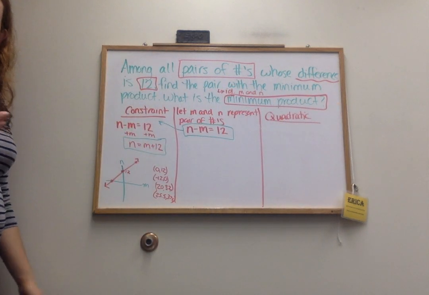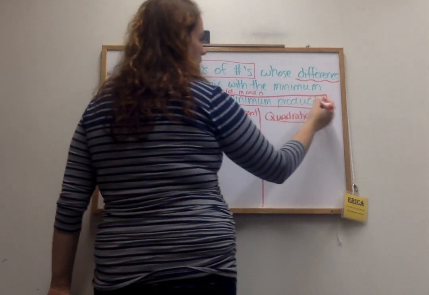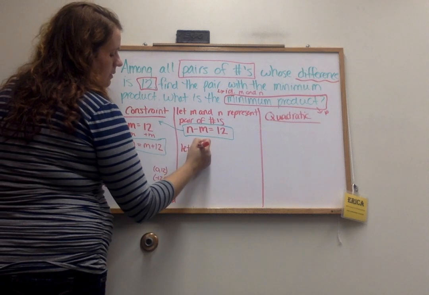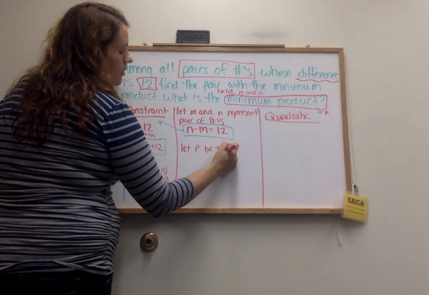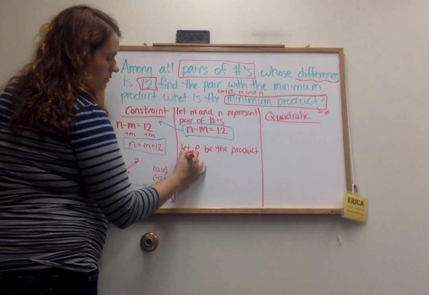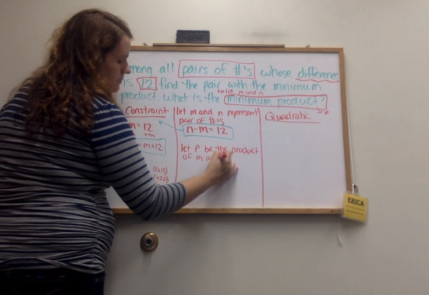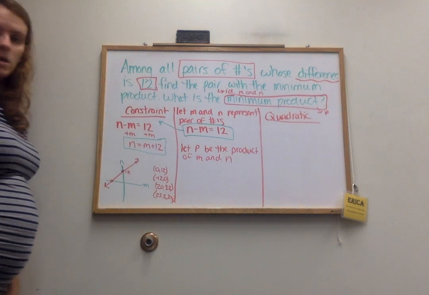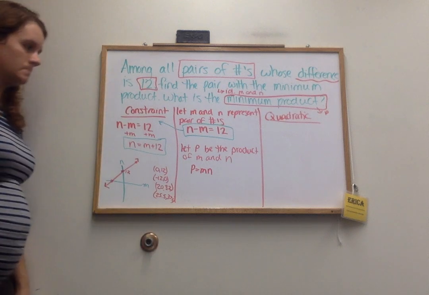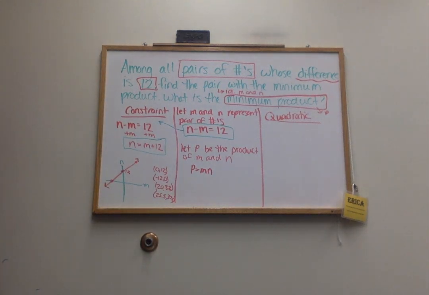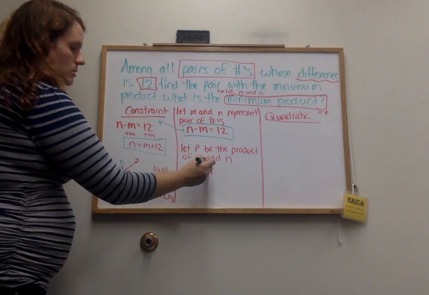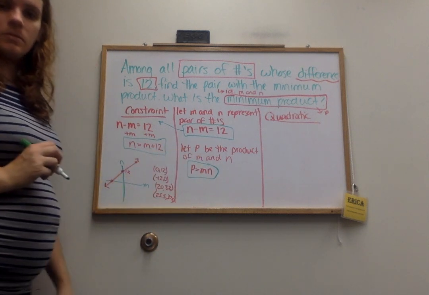Okay, so there's something else we're looking for, the product. Let's let our product be P. So let P be the product of my pair of numbers m and n, which is really just a long-winded way of saying P equals m times n. Right? Product is multiplication. We've already identified our constraint, so this is actually where our quadratic is going to come from.